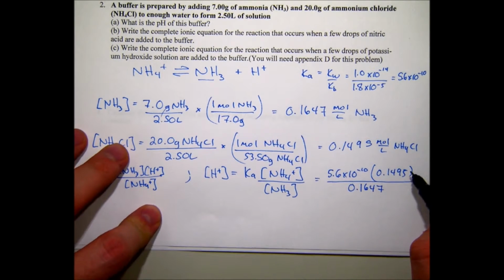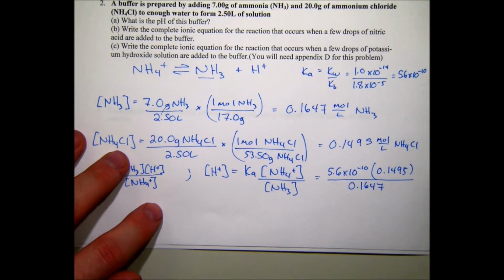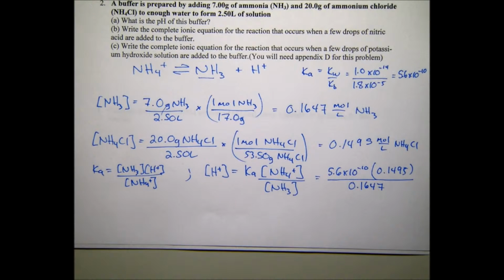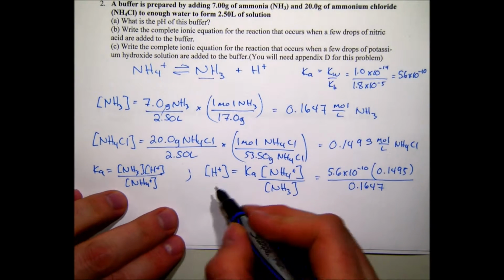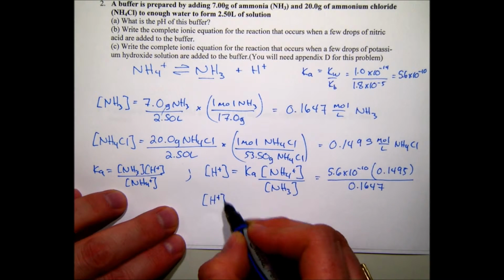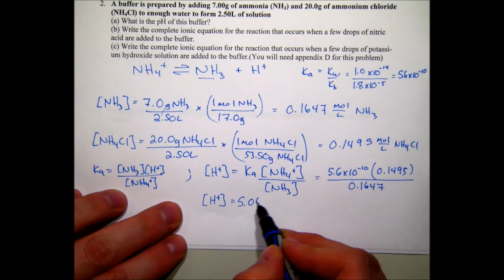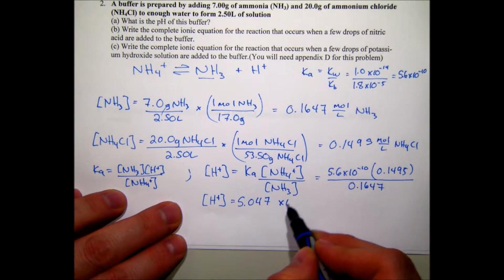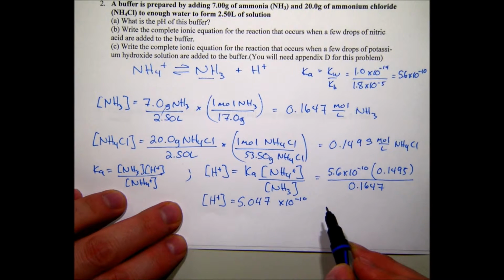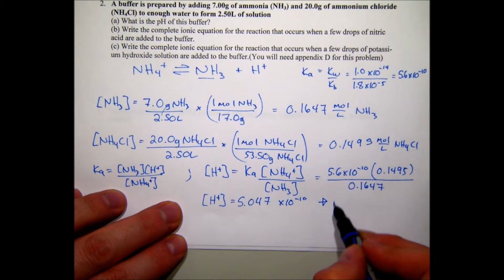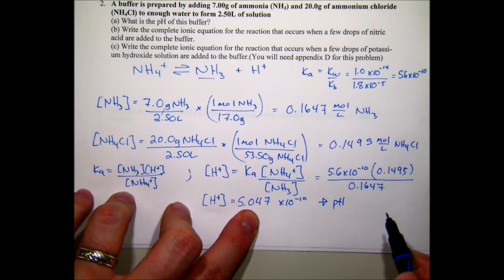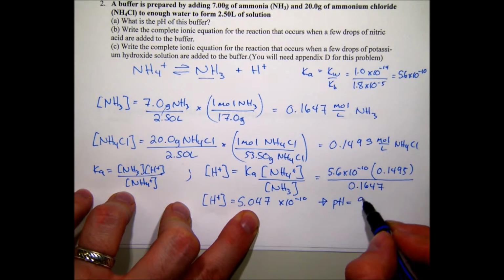Now, we would have plus x and minus x in this if we're doing the icebox method, but we're assuming that the loss of x, or the change in concentration due to x, is insignificant. So the concentration of H plus is equal to 5.047 times 10 to the negative 10. And then take the negative log of that number. The pH equals 9.30.